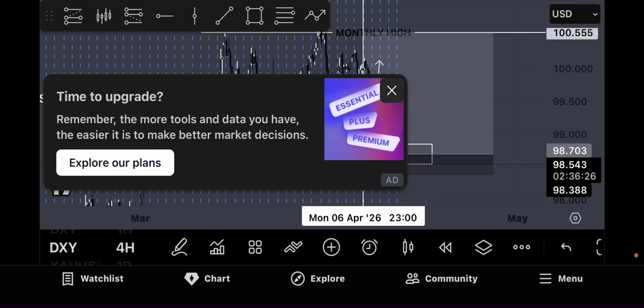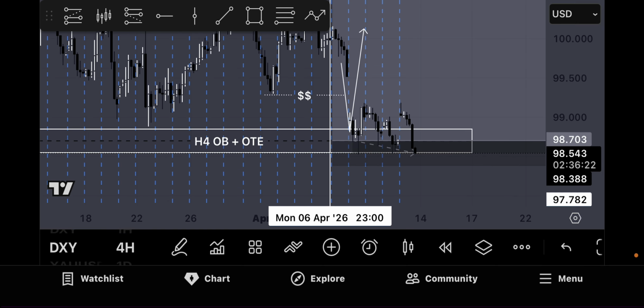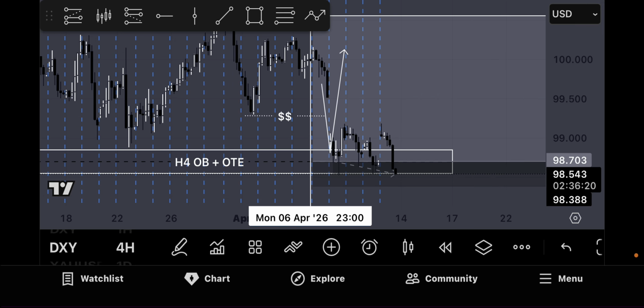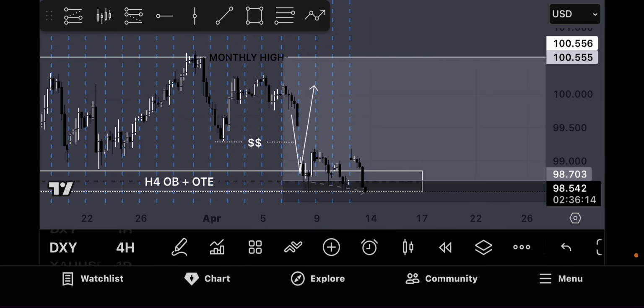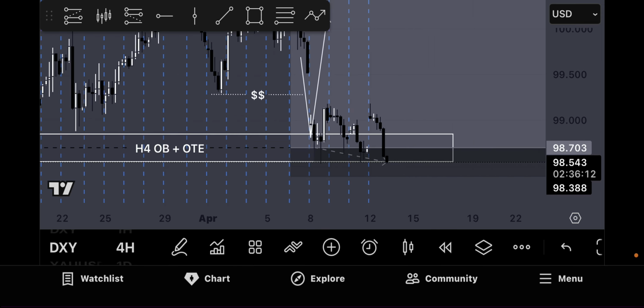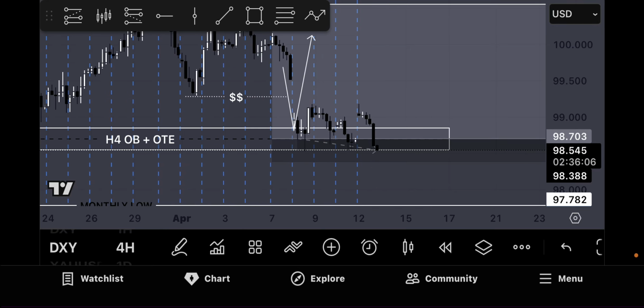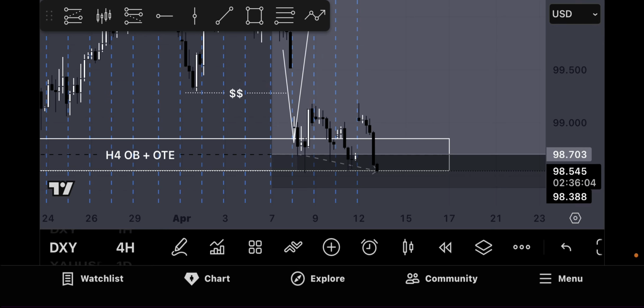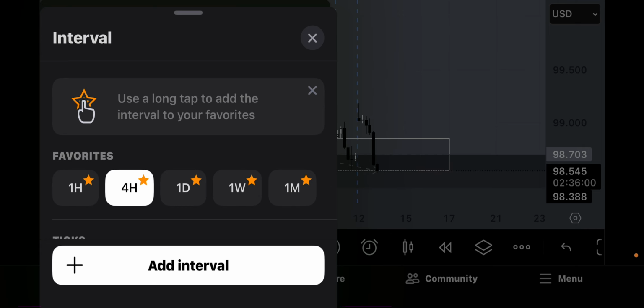So on DXY, this horizontal line here indicates the Monday when we saw this setup. Let me just remove it. So we can see that the price did push down into our 4-hour order block, which is in OTE, but then it kept playing around there, indicating that it's not going to respect it, because it's currently pushing down, as you can see where it is at.